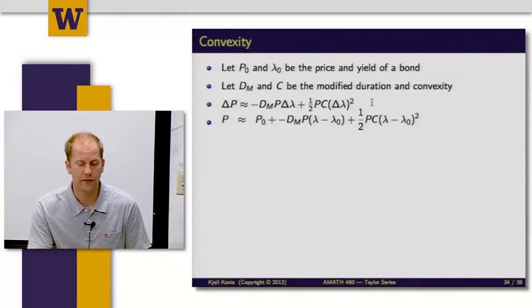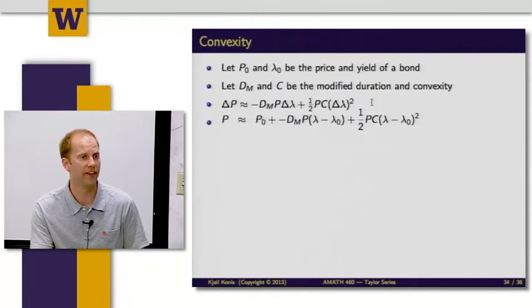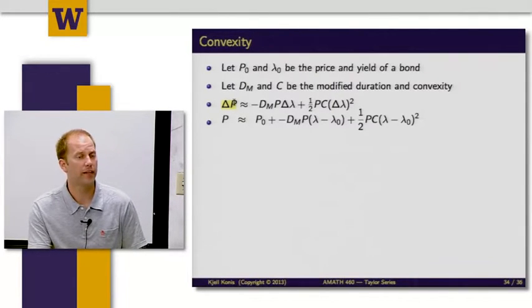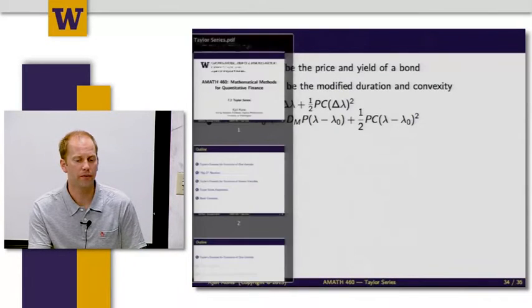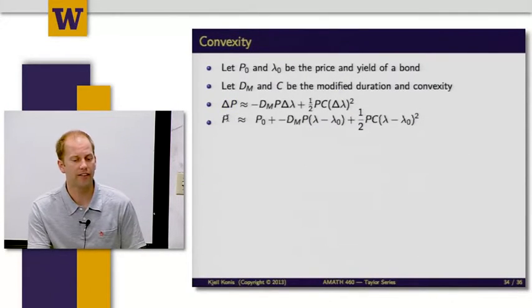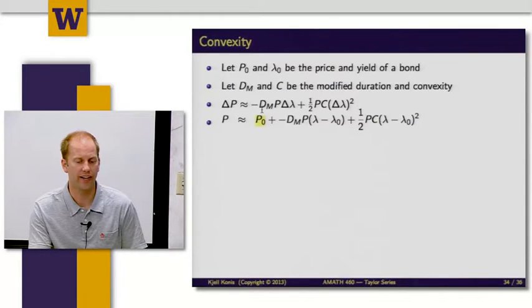And so let's just try and write this out into things that look more familiar with what we've just done. So I'll say delta p, that's just going to be the difference between p and p0. So I'll leave the p on the left-hand side here, but I'll move the p0 to the right-hand side. So I have p0 minus the modified duration times the price times lambda minus lambda 0. So that's delta lambda. I'm just going to think of that as lambda minus lambda 0. And then 1/2 price times convexity times lambda minus lambda 0 squared.